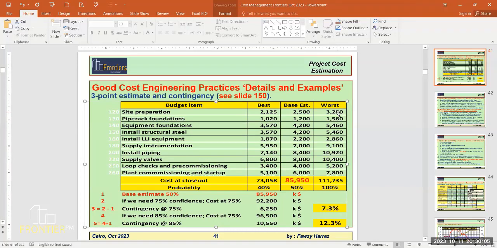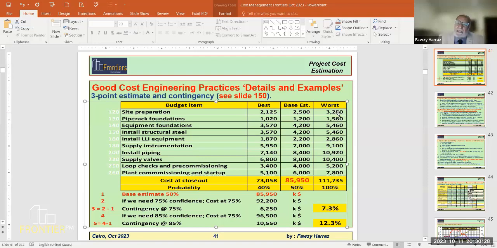So if this FEED design is good enough, not for execution, but for pricing and estimation, the detailed design should not develop more information that affects the cost estimate figures. It just gives details on how to do it.